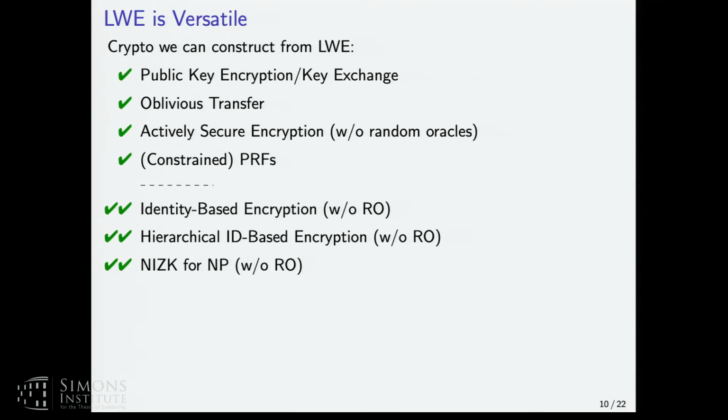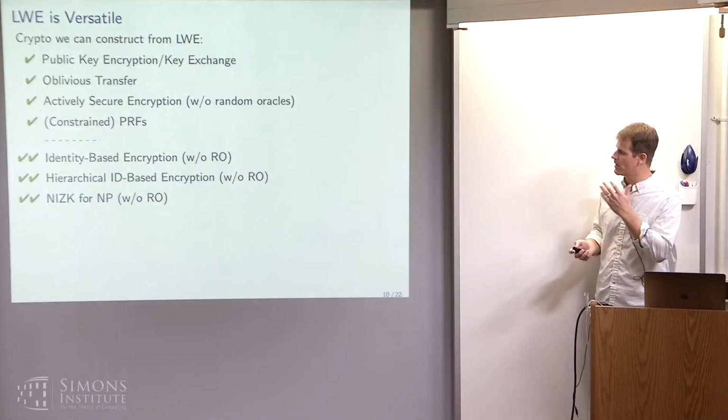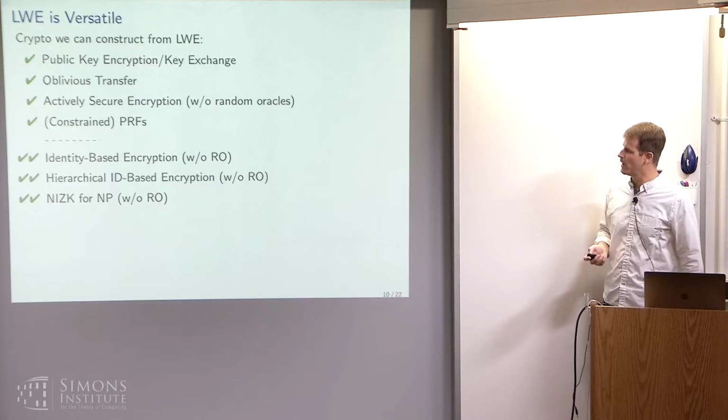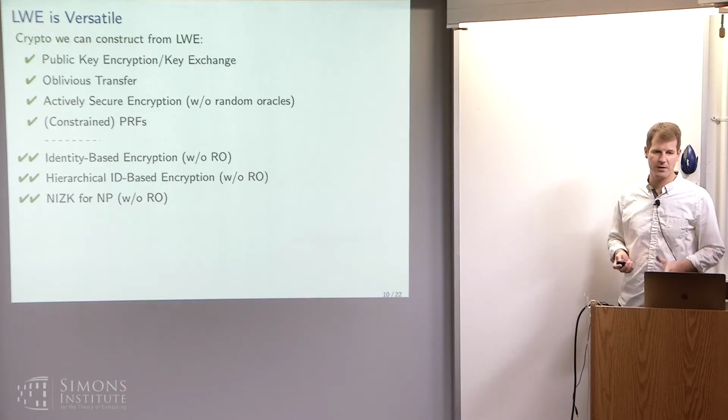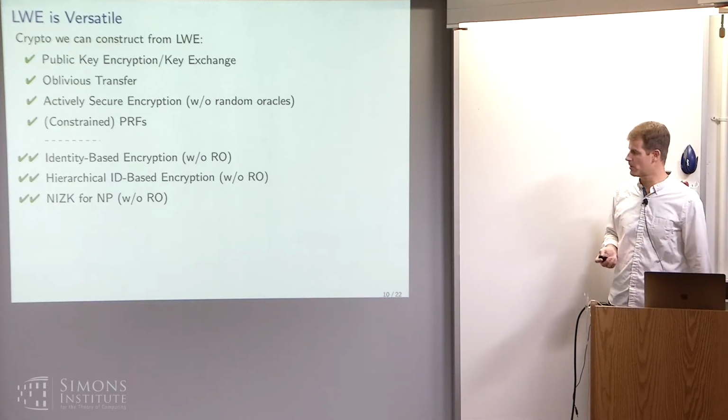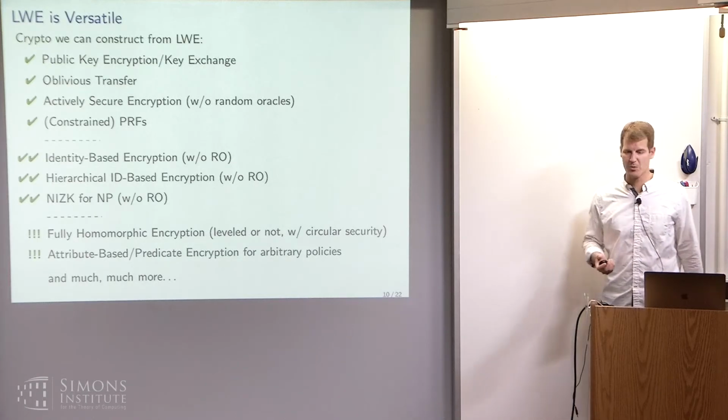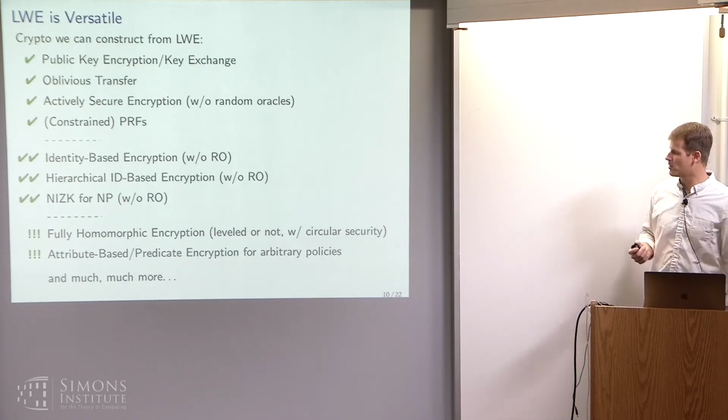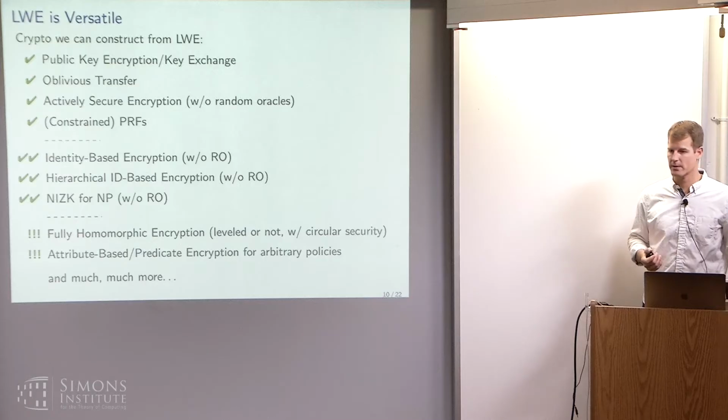Then we can get more exotic objects like identity-based encryption with or without random oracles, even make it hierarchical. More recently, it's been shown how to get non-interactive zero-knowledge proofs for all of NP without random oracles, and much more in this category. And then we have things where we couldn't even build them using any previous assumption, like fully homomorphic encryption or attribute-based encryption for very rich access policies.